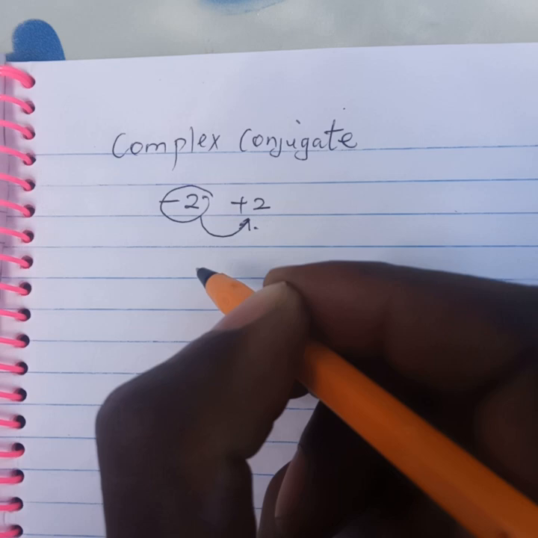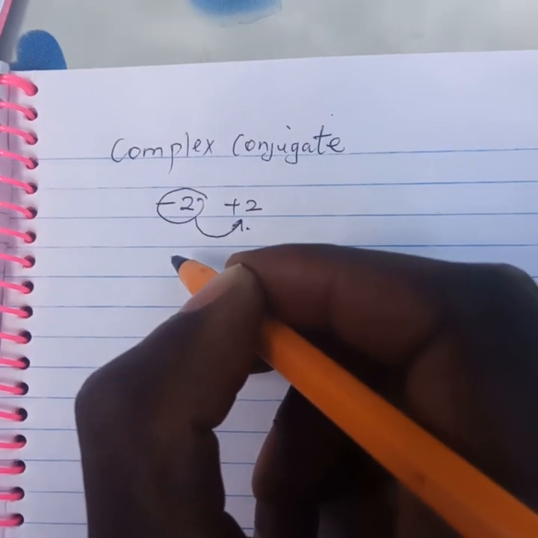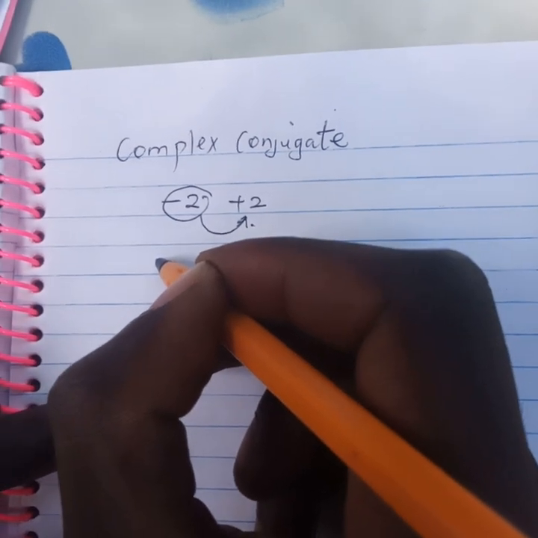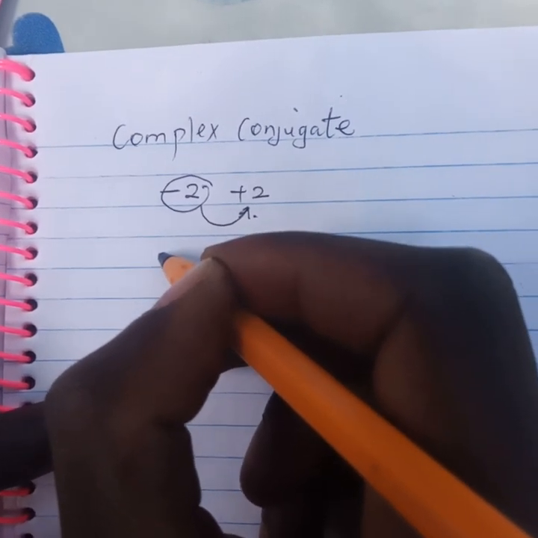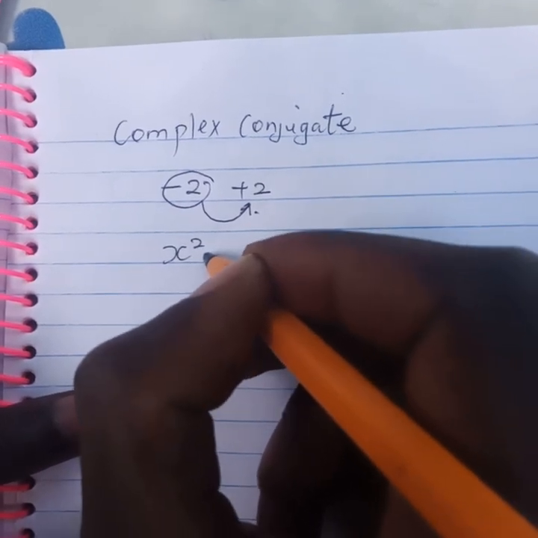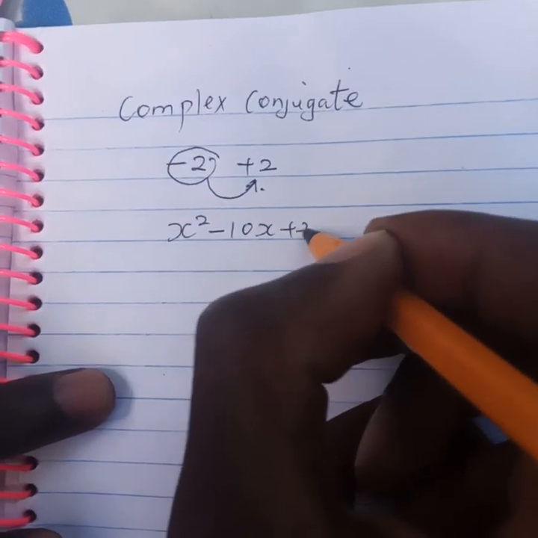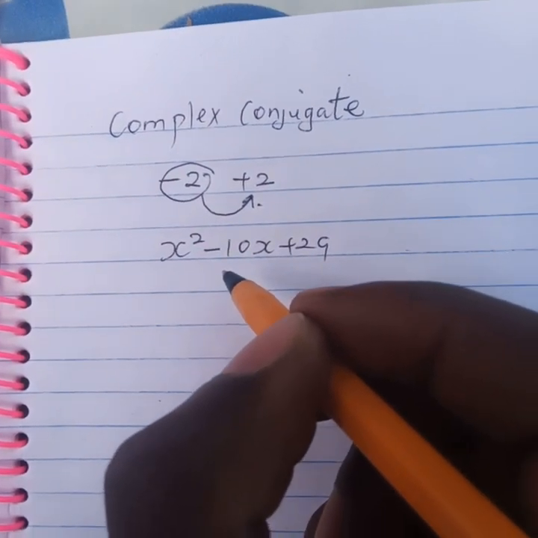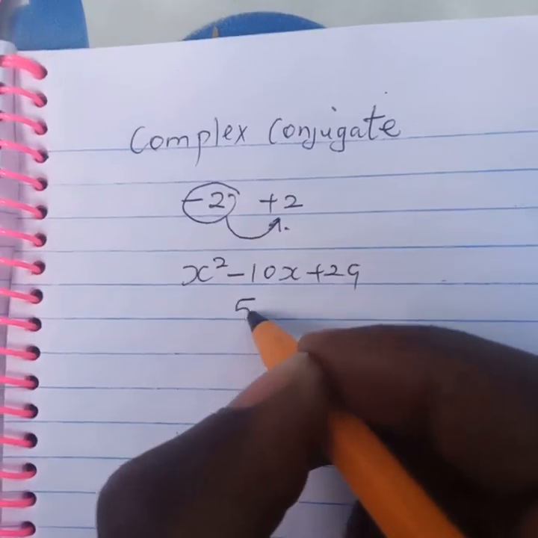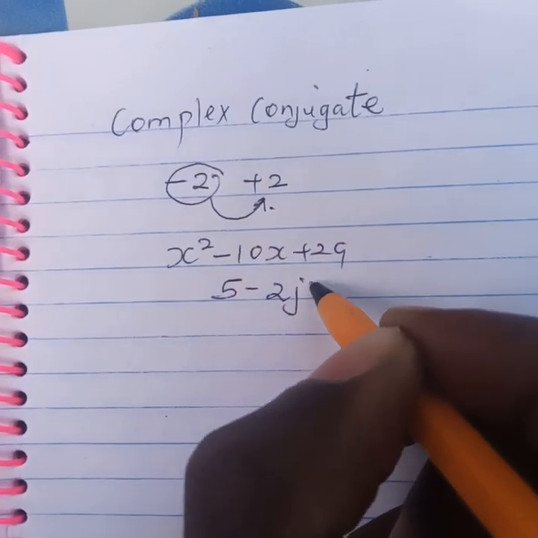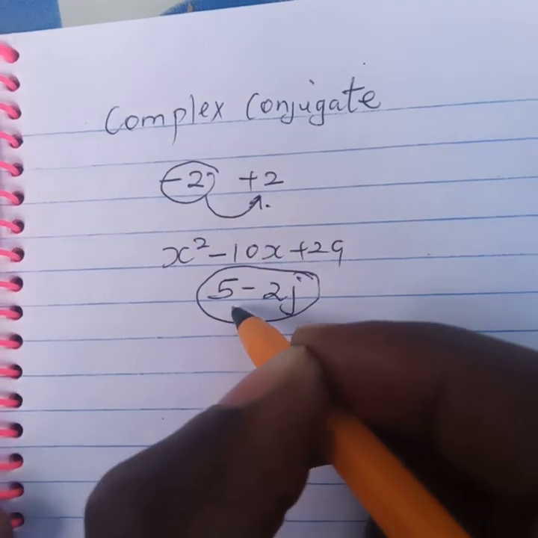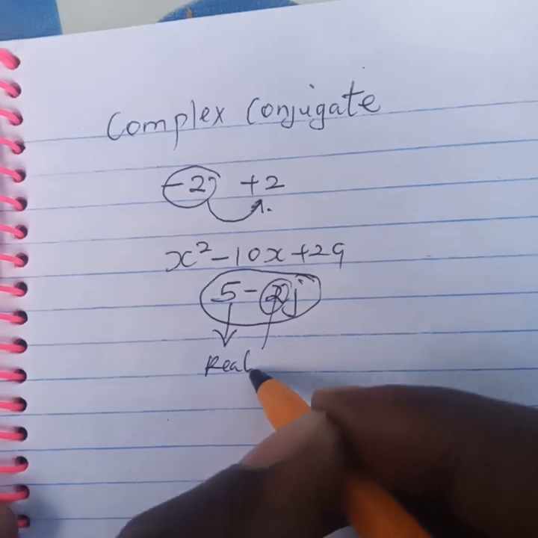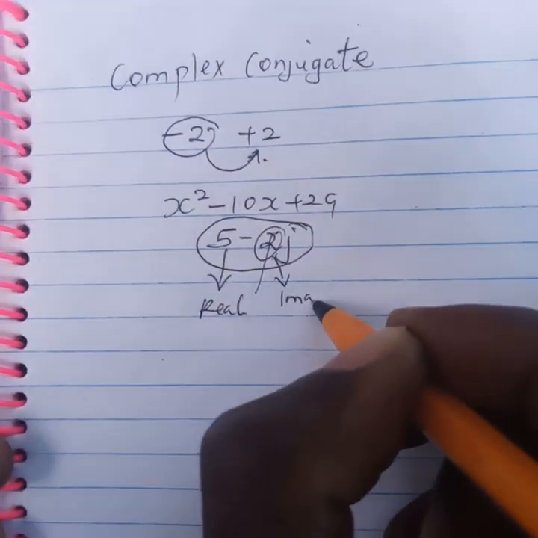So for example, in an example which we did in the previous lesson, we had an equation x² minus 10x plus 29. We saw that the second solution was 5 minus 2j. This is a complex number having the real part and the imaginary part. This is the real part and this is the imaginary part.